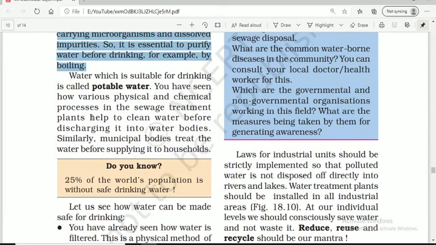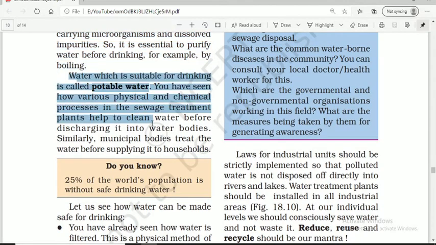Water which is suitable for drinking is called potable water. Now the term potable means the water which is suitable for drinking. You have seen how various physical and chemical processes in the sewage treatment plants clean water before discharging it into a water body. Different types of methods. Similarly, municipal bodies treat the water before supplying it to the households also.